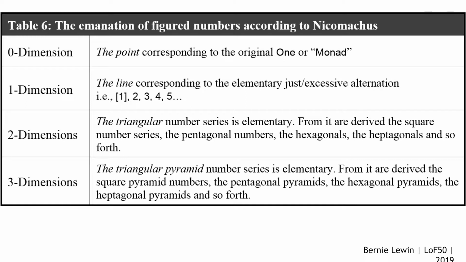So you've got the original point, and that corresponds to the one, or the monad, the original one. Then in the first dimension, as the point moves, it generates the line, which corresponds with the natural number series. Coming out of that, you get the second dimension, so you get the triangular numbers, and then the square numbers, and then the pentagon numbers, and so forth. And then in the third dimension, you get the solids, which starts with the triangular pyramid, the square pyramid, and so on, with more sides on the base of the pyramid.